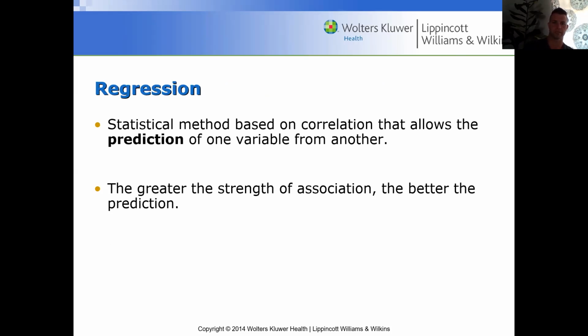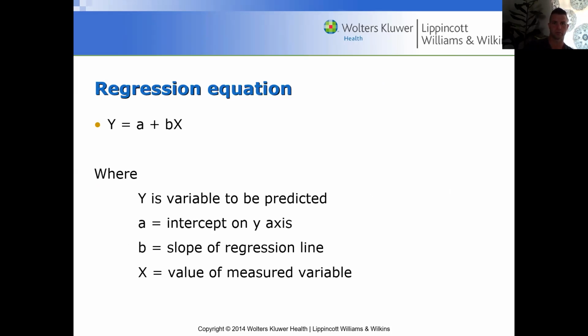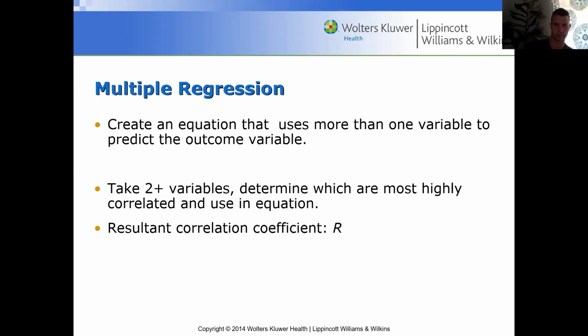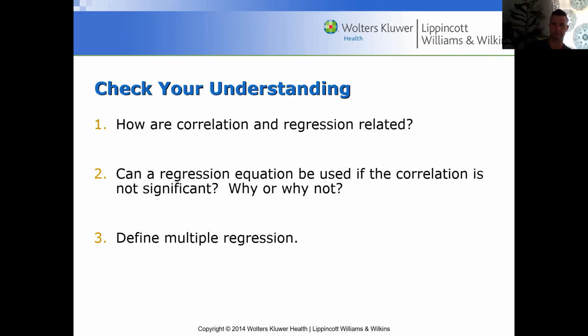Regression is a statistical method based on correlation that allows the prediction of one variable from another. The greater the strength of association, the better the prediction. Regression is y equals a plus bx, where y is the variable to be predicted, a is the intercept on the y-axis, b is the slope of regression, and x is the value of the measured variable. Multiple regression creates an equation that uses more than one variable to predict the outcome variable. You take two or more variables, determine which are most highly correlated, and use the equation. The resultant correlation coefficient is a capital R.